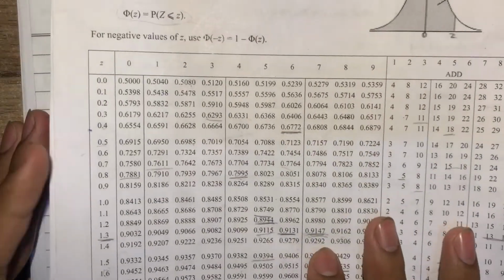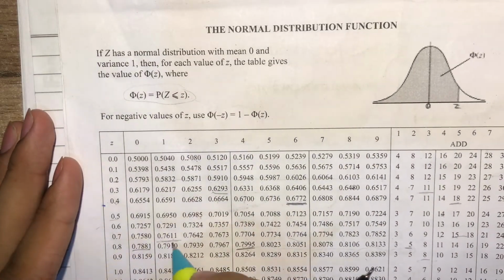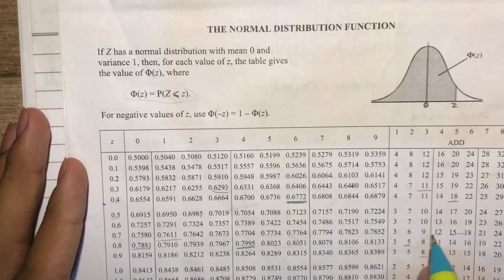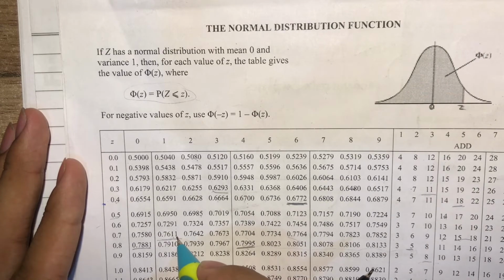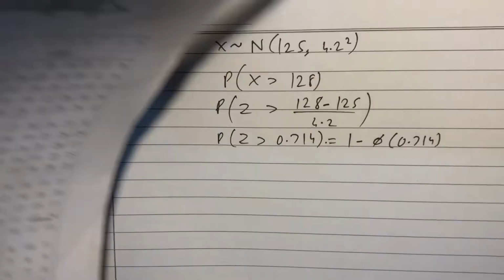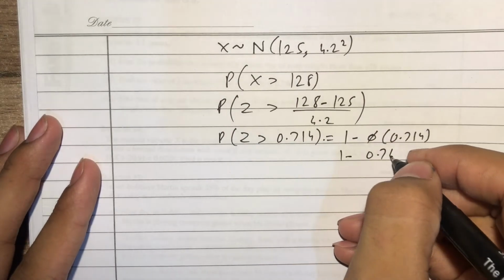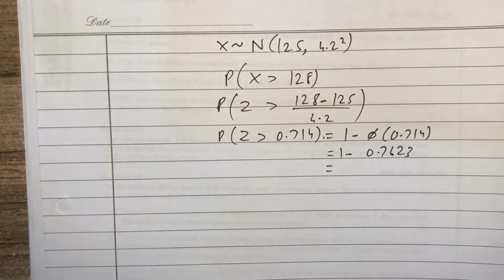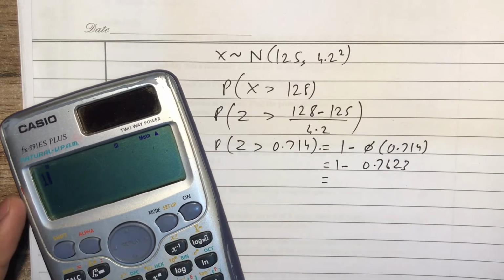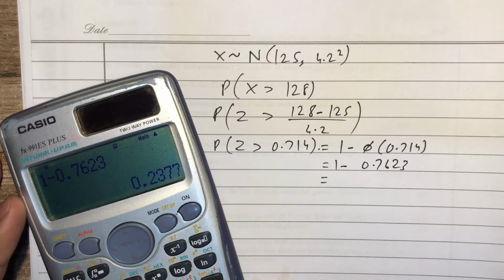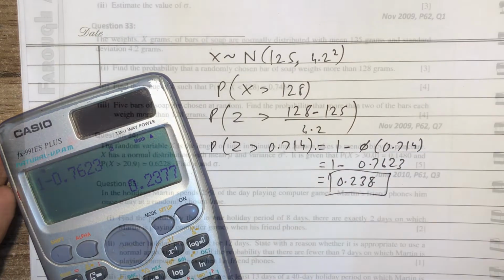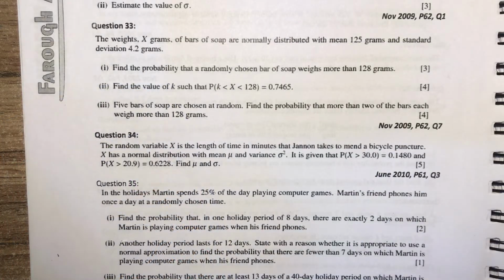Phi of 0.714, so 0.71 is 0.7611, and then there's 4, that is 12, so we'll add 12 over here, 0.7623. So 1 minus 0.7623 gives 0.2377, that is 0.238. That is the first part. Now part 2, find the value of k such that the probability of x greater than k less than 128 is this.